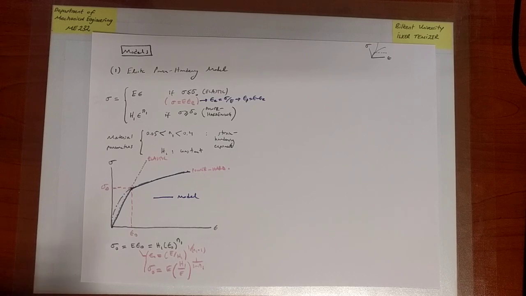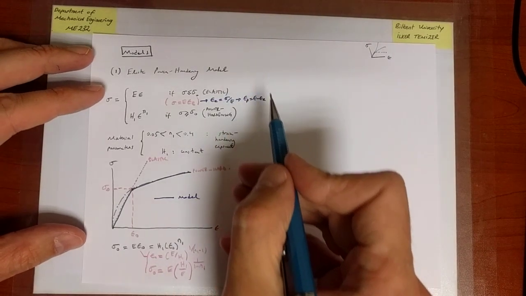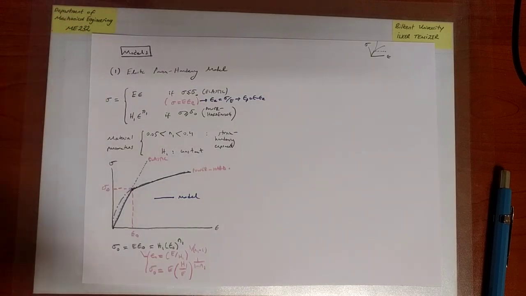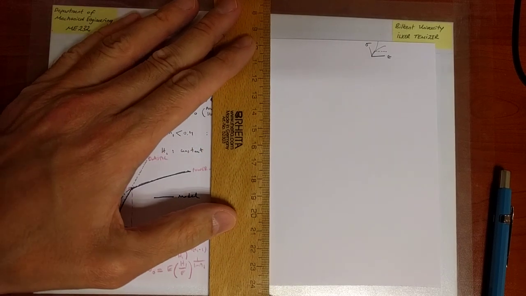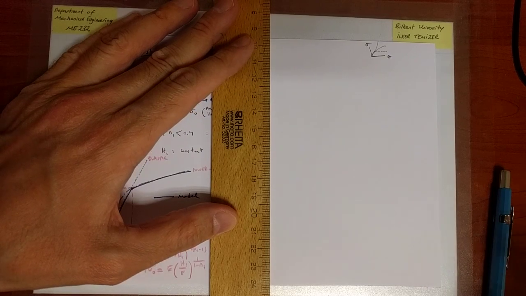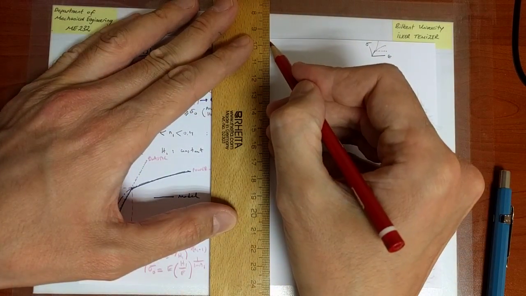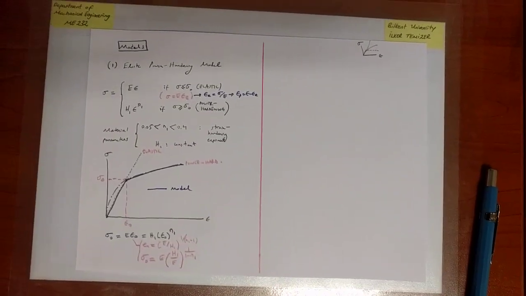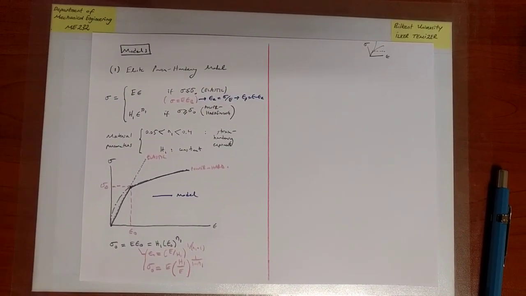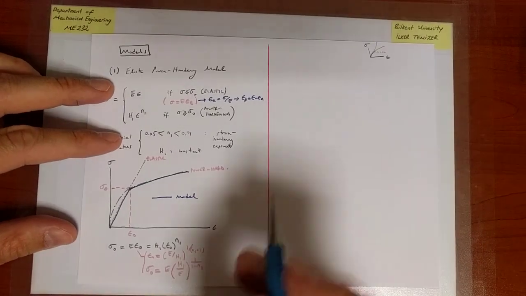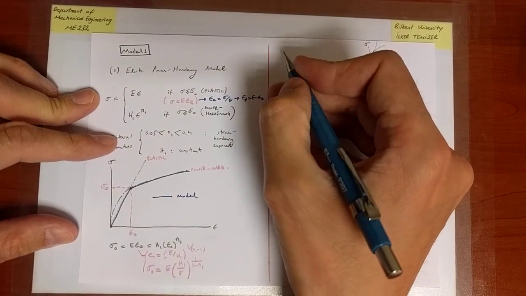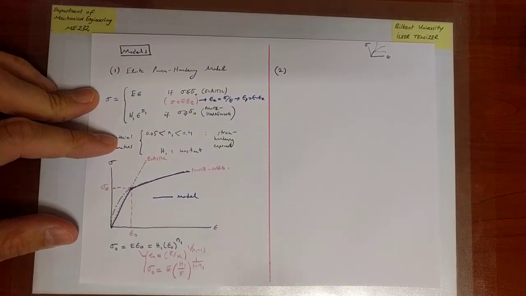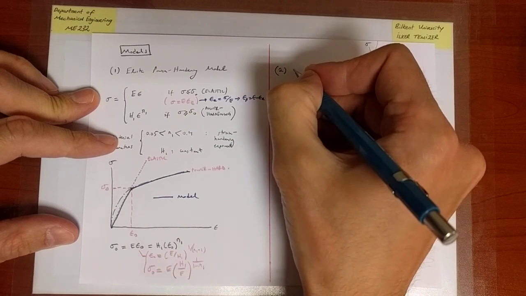So now we're going to go ahead and look at our second model, and I'll try to squeeze everything onto the same paper so that we see everything here clearly. Okay, so let's draw a line here. And so we're going to look at the second model. And the second model is called the Ramberg-Osgood model.